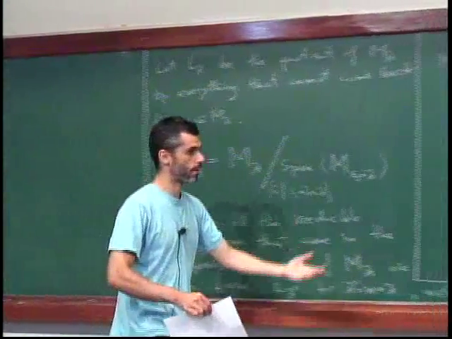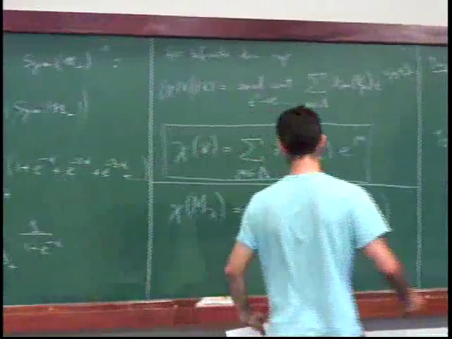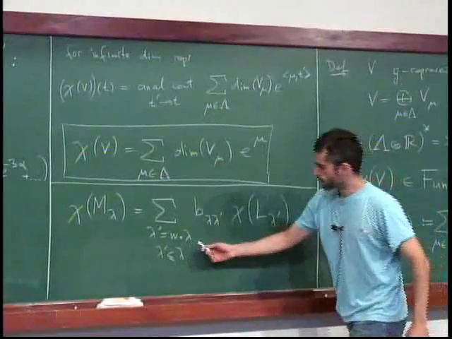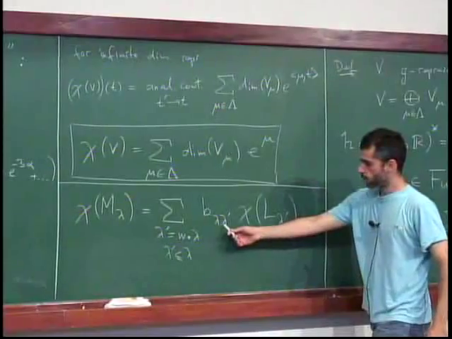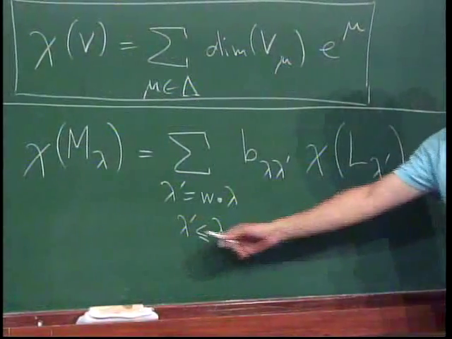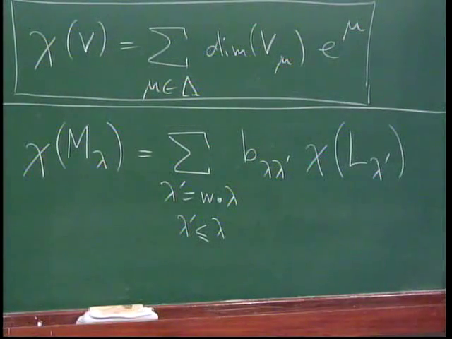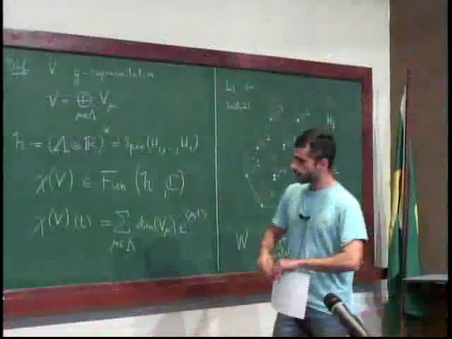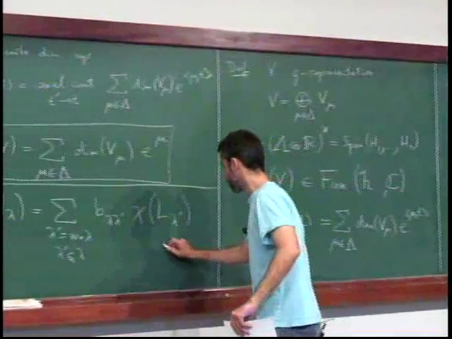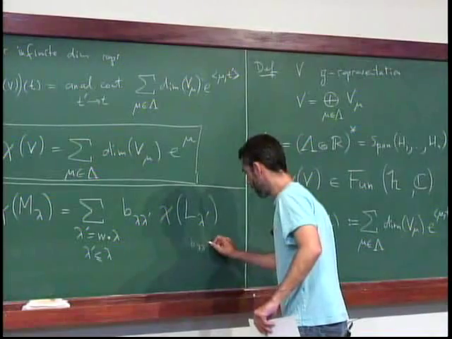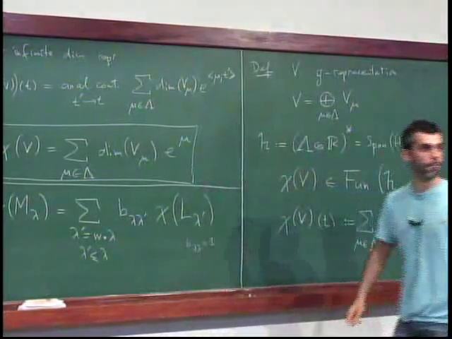I don't know exactly how many there are. What I do know is that they are indexed by this set. The only ones that do show up are the ones where lambda prime is smaller. Otherwise, you'd fall outside. And I also know that B lambda lambda is equal to 1.